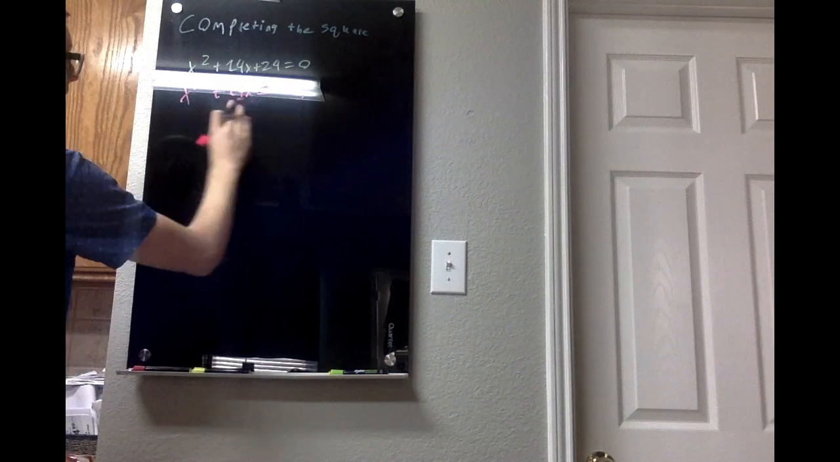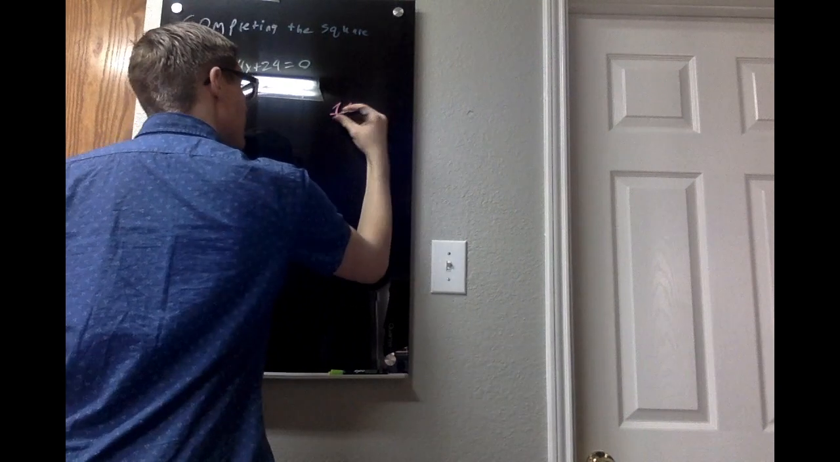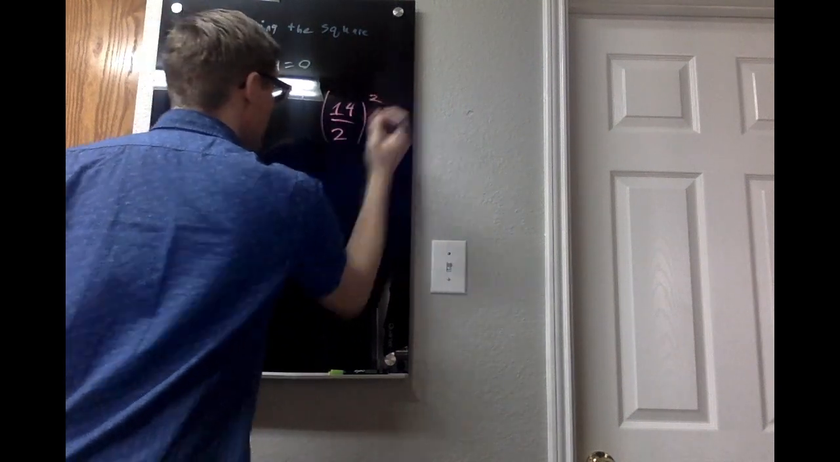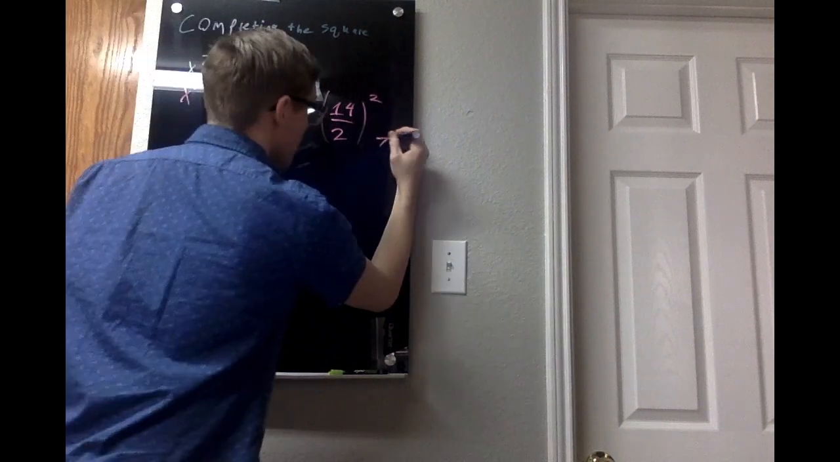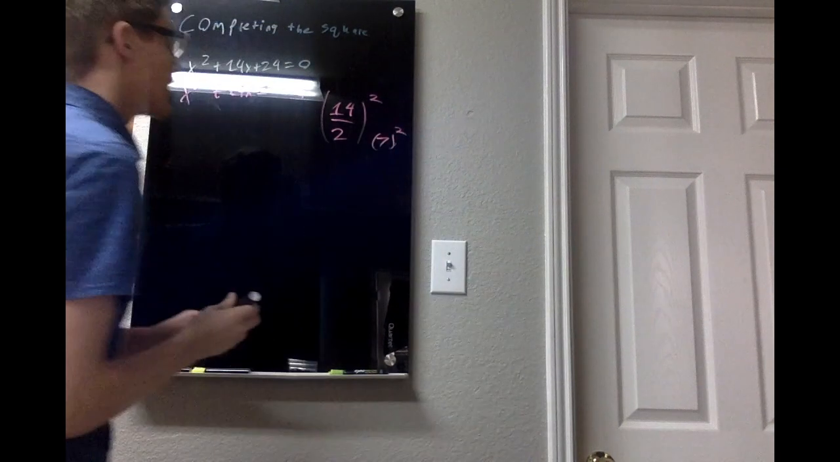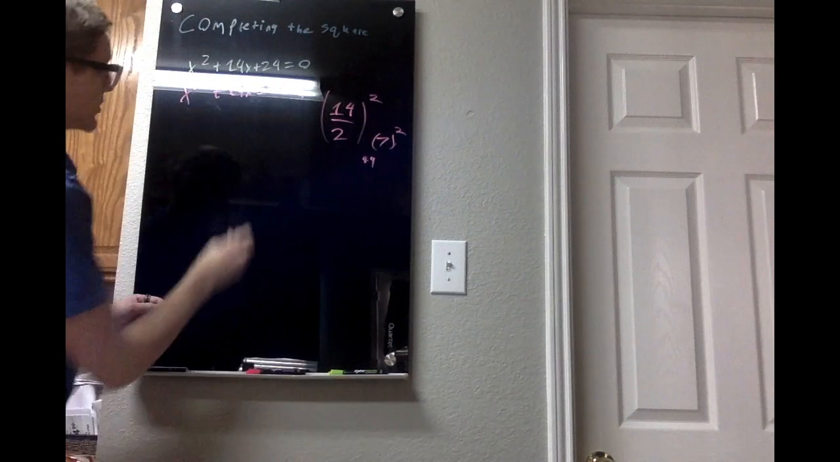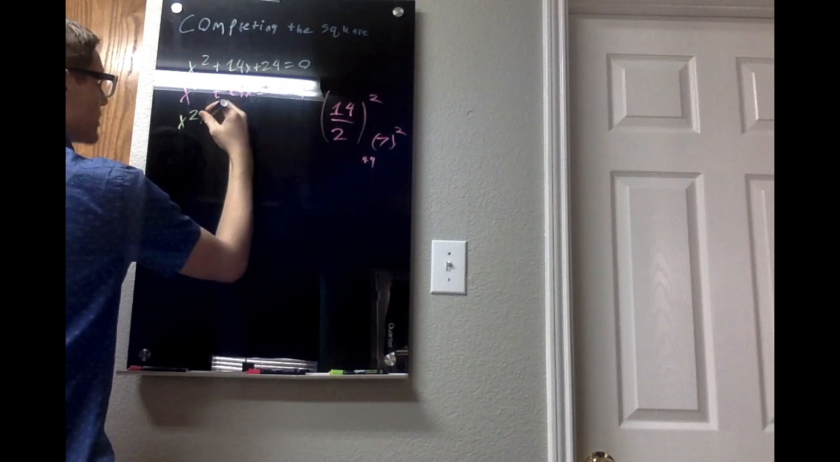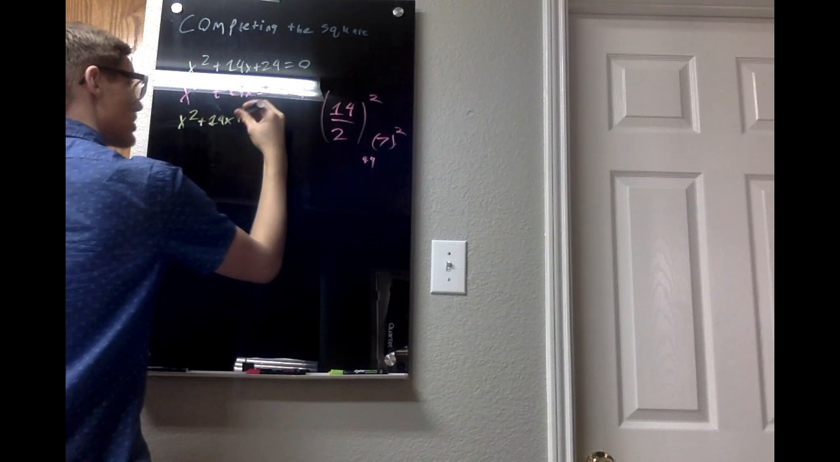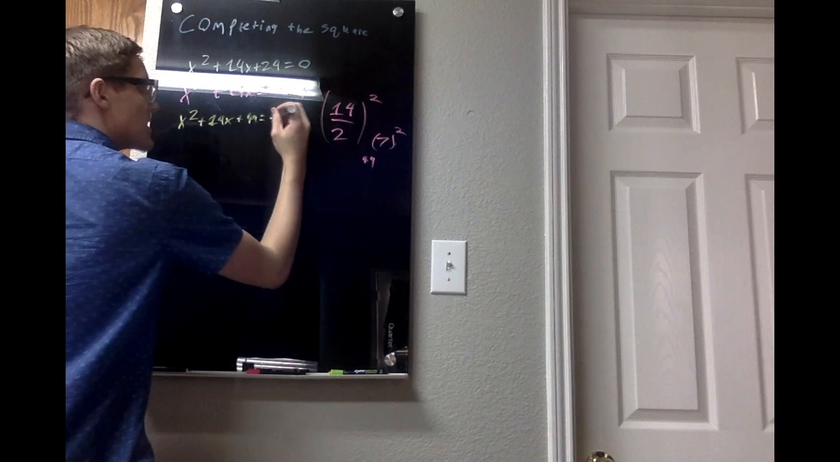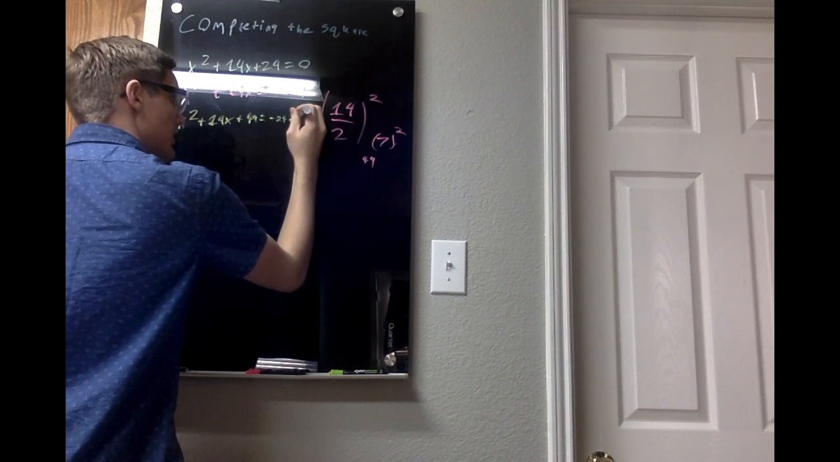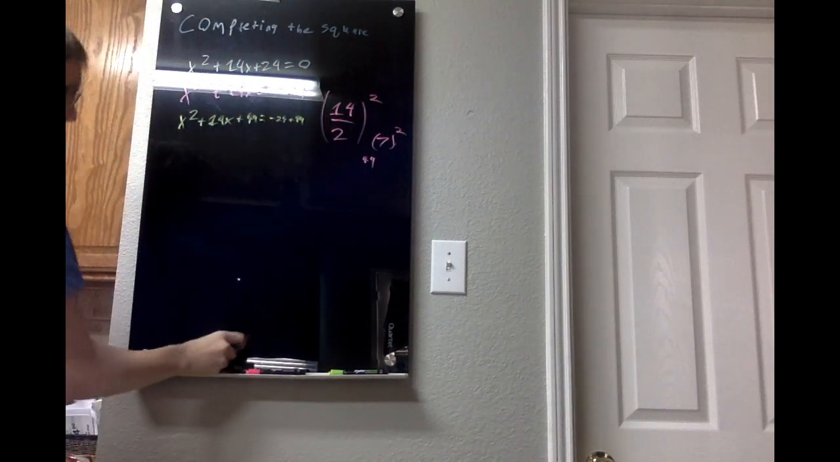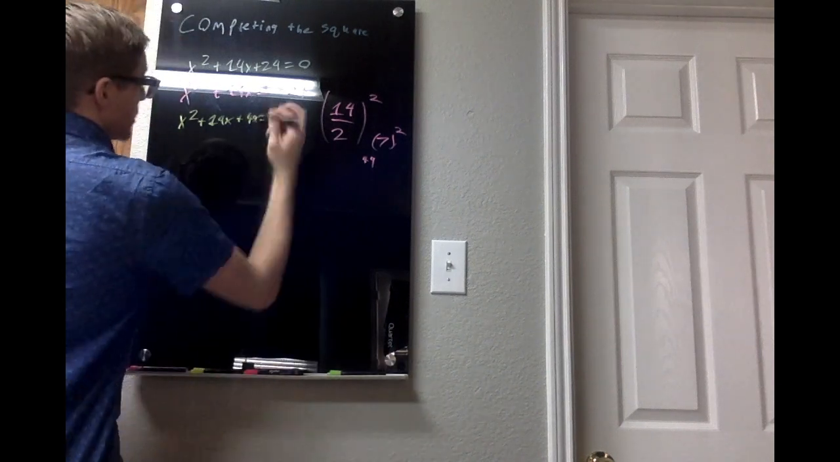Step 3 is to find b over 2 squared and add it to both sides. So b over 2 squared is going to be 14 over 2, in parentheses, squared. 14 over 2 is 7. 7 squared is 49. Now with that 49, we're going to add it to both sides. X squared plus 14x plus 49 now equals negative 24 plus 49. The negative 24 plus 49 can be simplified down to 25.